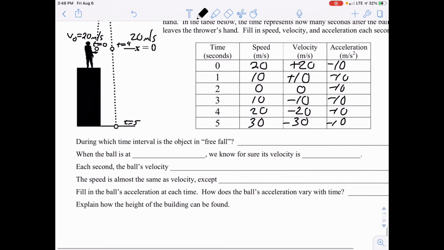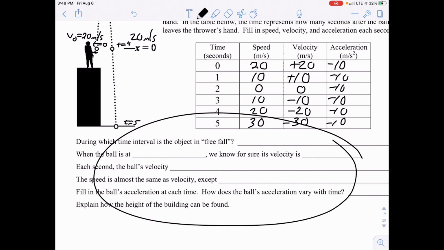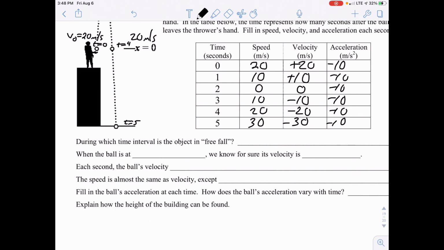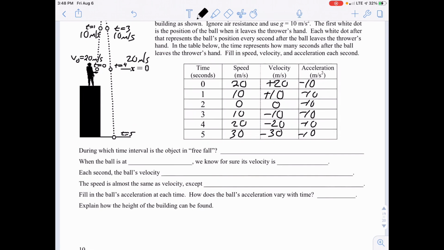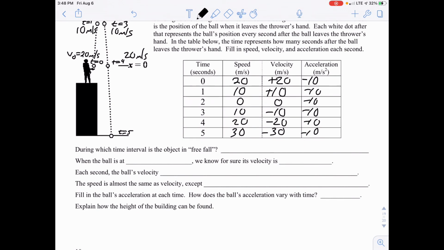Pause the video and see if you can fill out this question part right here. Okay, let's see how you did. During which time interval is the object in free fall? Well, 0 to 5 seconds, the whole time. Why? Because the whole time it is under the acceleration due to gravity. We're slowing down going up, we're speeding up going down.